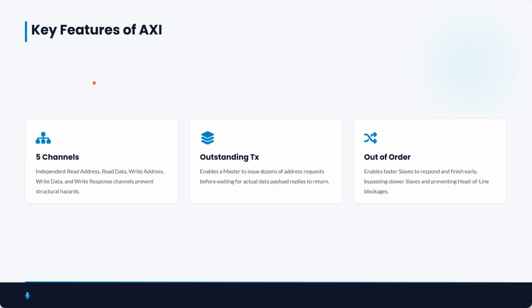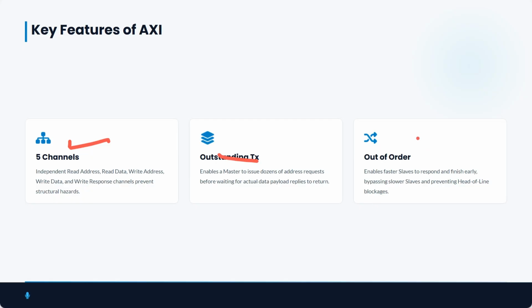Let's summarize the three core features that give AXI its raw performance and flexibility. First of all, 5 independent channels are there: the write address channel, write data channel, and the write response channel, which prevents structural hazards. Then we have the read address channel and read data channel. Then we have outstanding transactions, which are supported in AXI. So a master doesn't need to sit around waiting for payload data to return. It can issue dozens of address requests back to back, filling up the memory controller's internal pipelines.